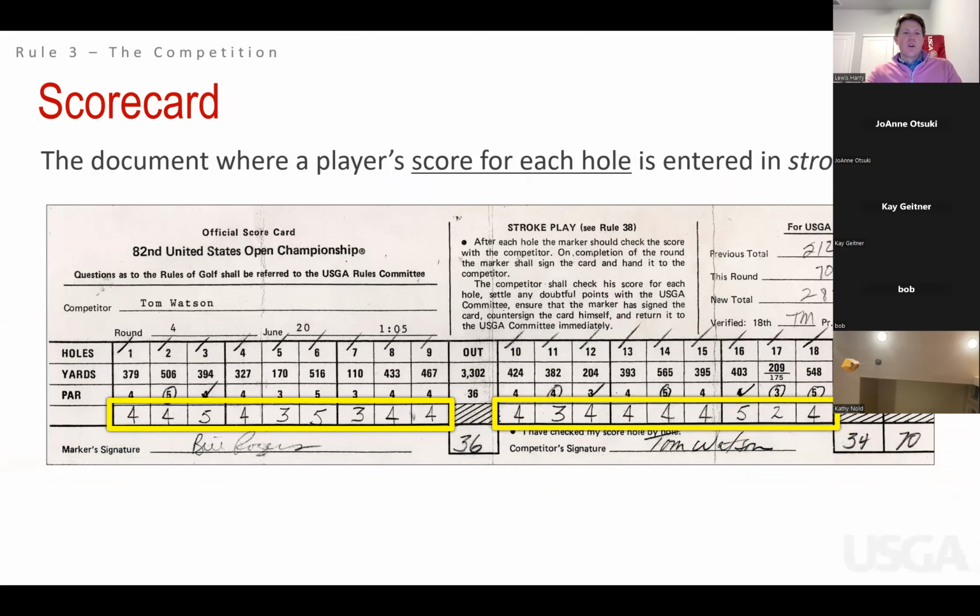See the definition of scorecard here: the document where a player's score for each hole is entered in stroke play. I have an example of Tom Watson's scorecard from the 82nd US Open. Not sure when that one was done, but we see a scorecard here. It's got a place to enter scores hole by hole, some total lines, and 2 lines for certifications by the marker and the competitor.